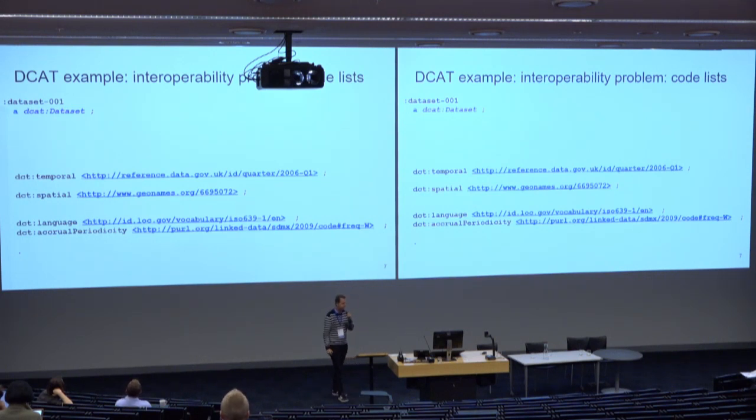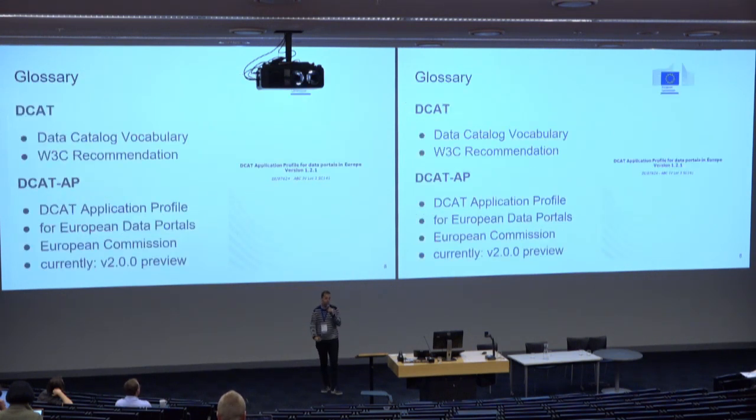And I mentioned that DCAT does this intentionally, and this is because they leave it to the communities actually implementing DCAT to decide on their own what code lists they want to use. And here comes DCAT-AP. AP as in application profile. This application profile is for the European community working with DCAT. It is managed by the European Commission.